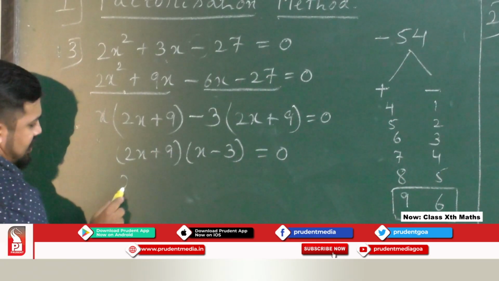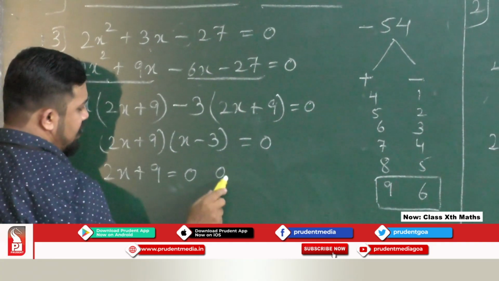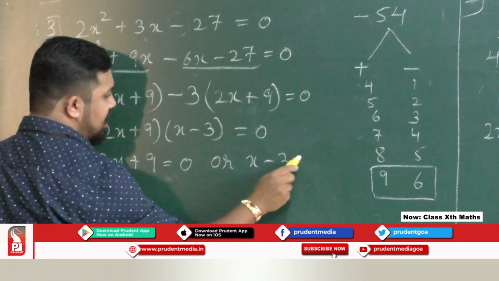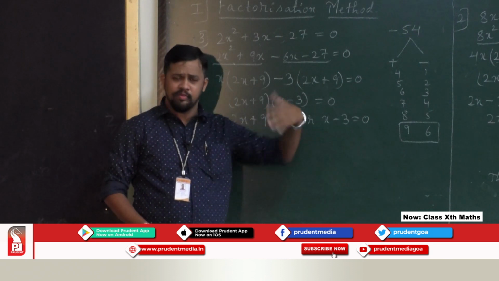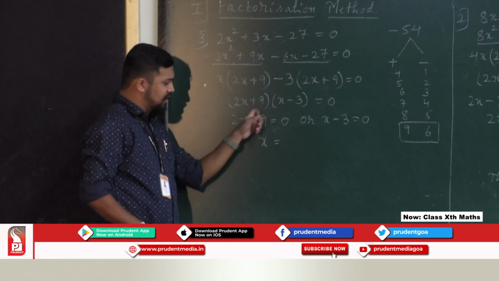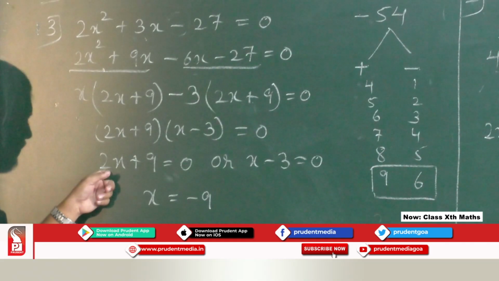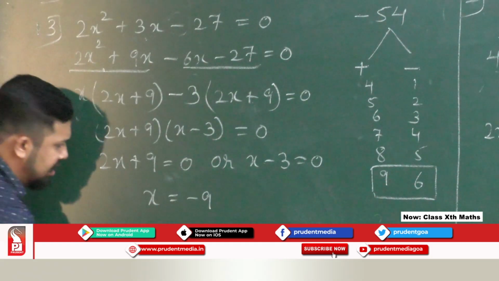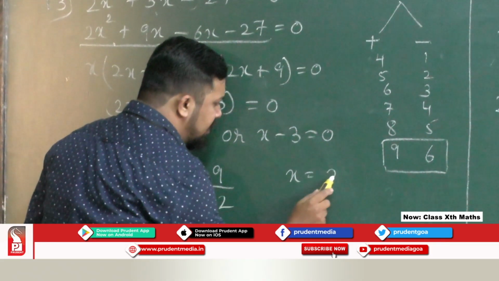Take the first factor 2x plus 9 equal to 0 or x minus 3 equal to 0. Now I can write directly. Here I have shown you to take the transpose. We are familiar now. So I can say x equal to positive 9 I am taking here become negative 9. And I know it is a multiplication 2. When it goes, it becomes divide by 2. Same way here, x equal to 3.